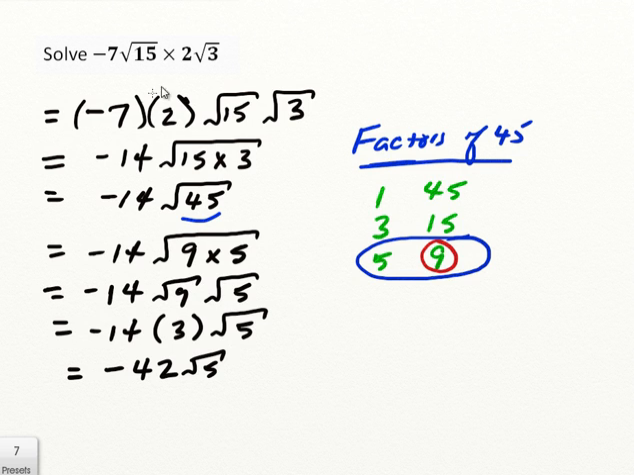So if we had been asked to solve negative 7 times root 15 times 2 root 3, do not stop at the negative 14 root 45 step. Look at the radical, make sure that you cannot reduce it. If you can reduce it, go ahead and continue and write it in the simplest form that you can find, which in this case would be negative 42 root 5.